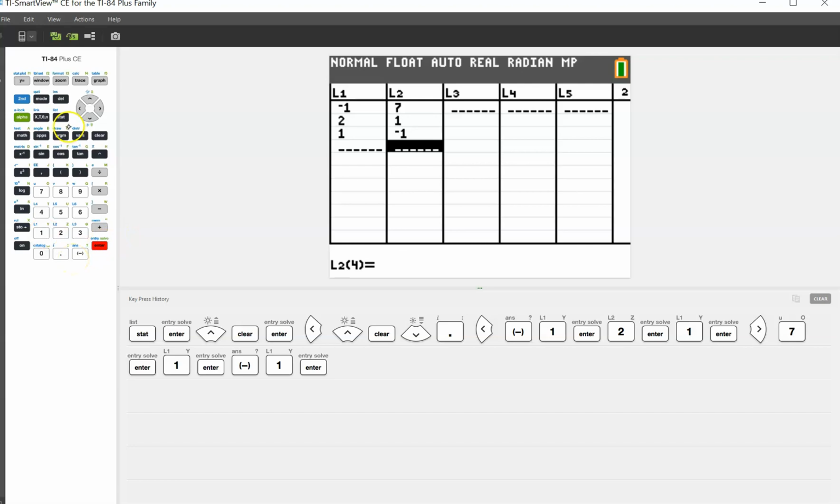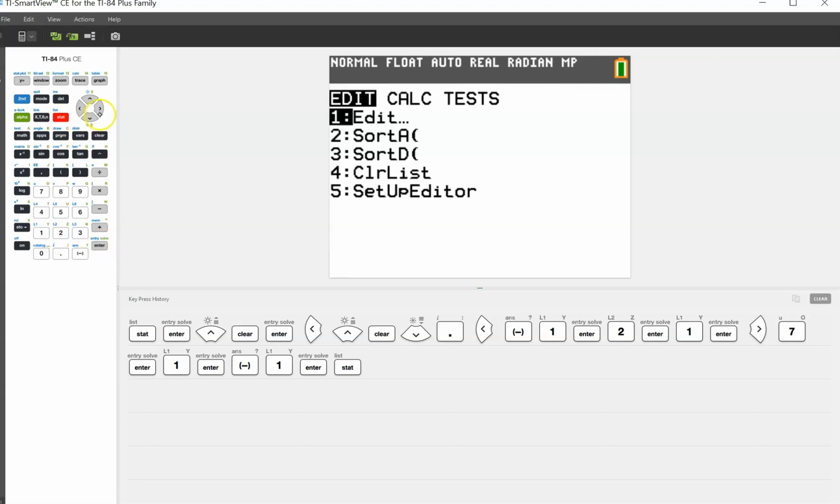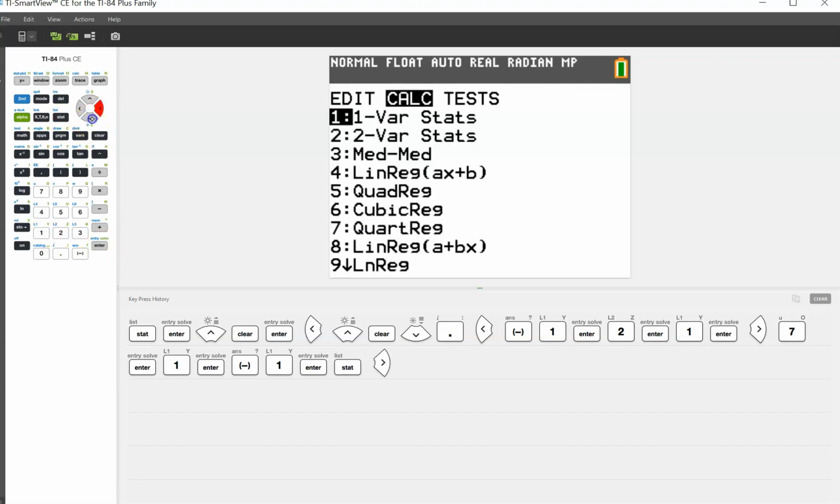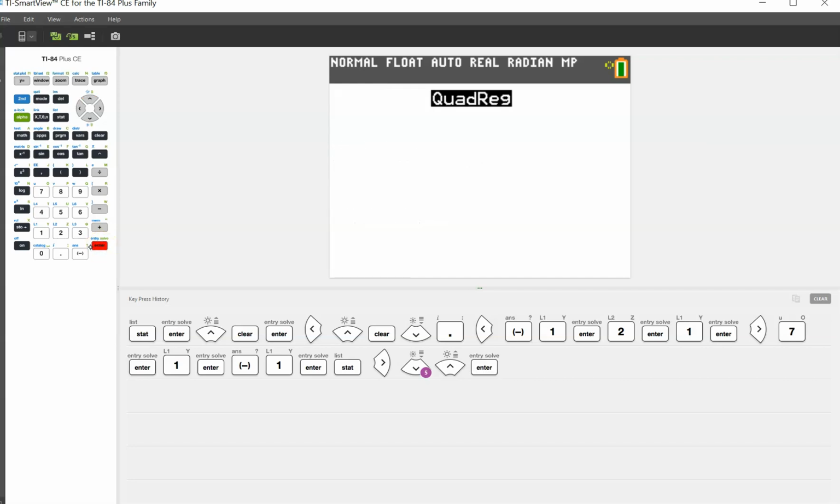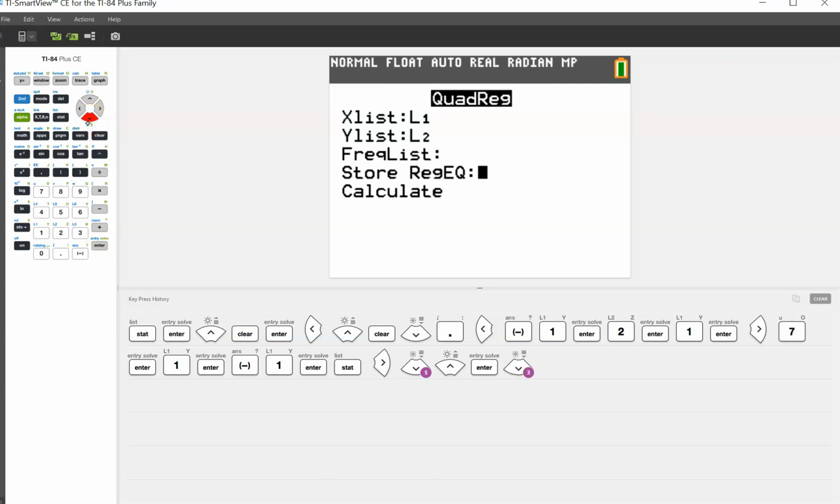Okay, so now we're going to go back to STAT, third row, third column. This time we want to make a calculation. If you go down, this is going to be a quadratic. If you choose 5, the calculator will make a regression equation, which means it looks at your data and tries to make an equation of a quadratic that best fits your data. I wanted list 1 as my x's, list 2 as my y's.